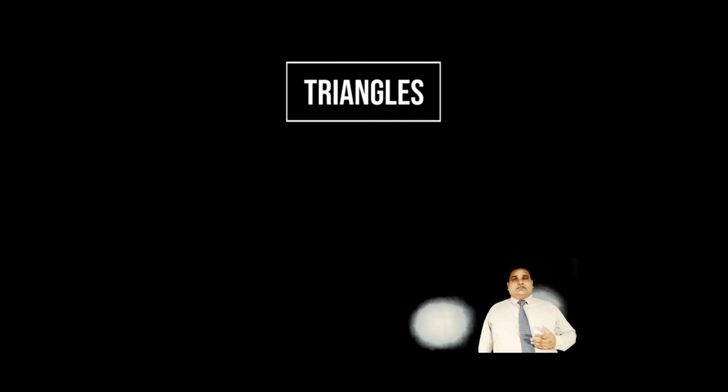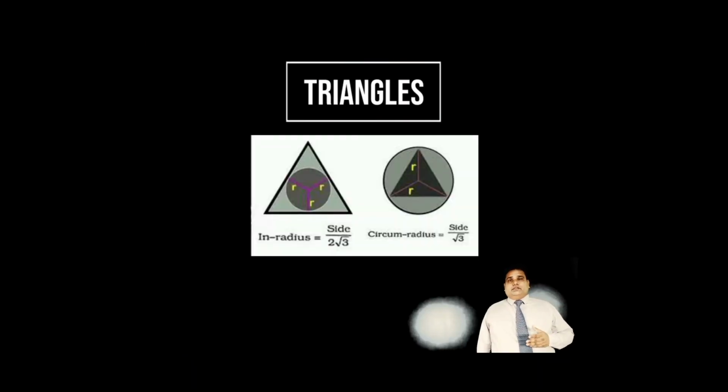Concept number 33, inradius and circumradius of equilateral triangle. As we know what the inradius and the circumradius are, but in this concept we'll try to establish the relation between the side and the inradius and circumradius. So what is the inradius? Basically, when we draw a circle within a triangle that touches each side of the triangle in one place.